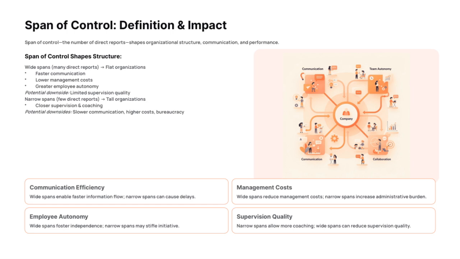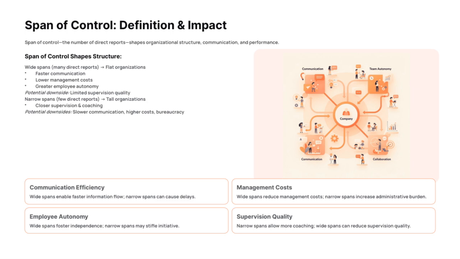In terms of management costs, wide spans help reduce expenses since fewer managers are needed to oversee larger groups. Conversely, narrow spans increase administrative work and costs because each manager supervises fewer employees, requiring more managers overall. Communication efficiency also depends on span of control. Wide spans facilitate faster communication because information flows more directly and quickly across fewer layers. In contrast, narrow spans can lead to delays and more complex communication paths.